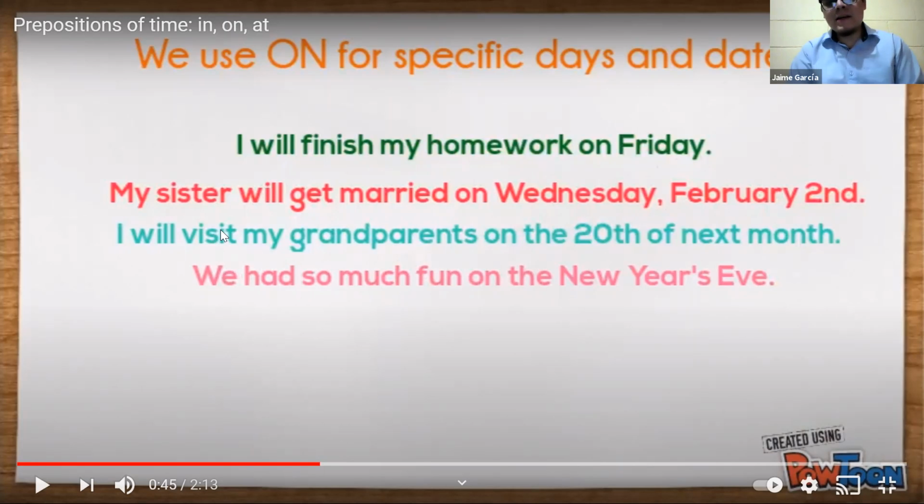My sister will get married on Wednesday, February 2nd. You have a date right here. You have the month and you have the day. So I will visit my grandparents on the 20th of the next month. On the 20th of the next month. This is a specific date. We had so much fun on New Year's Eve. New Year's Eve is a specific day.